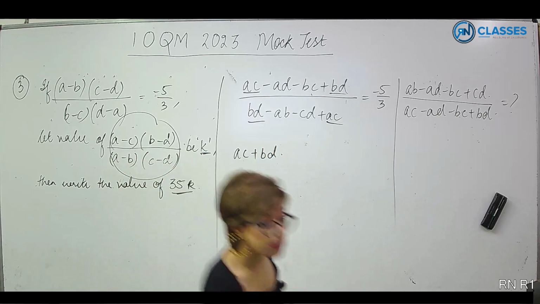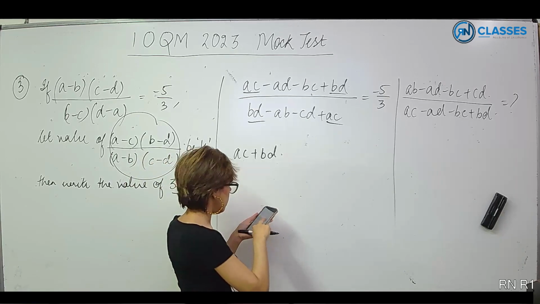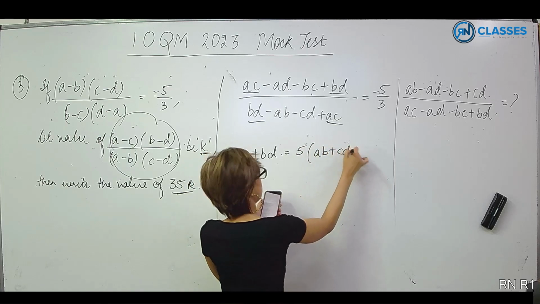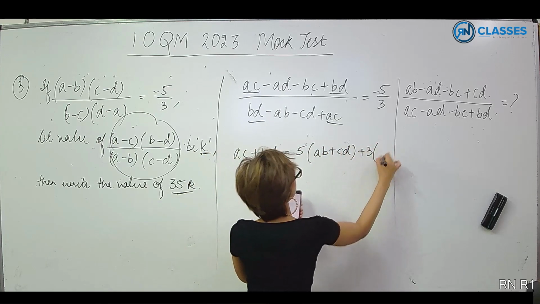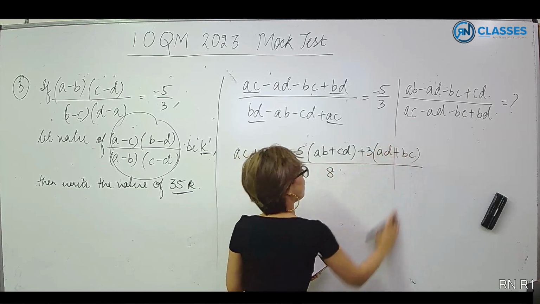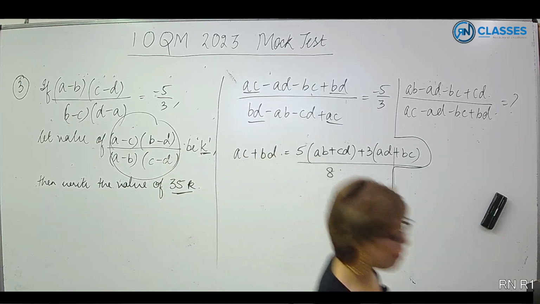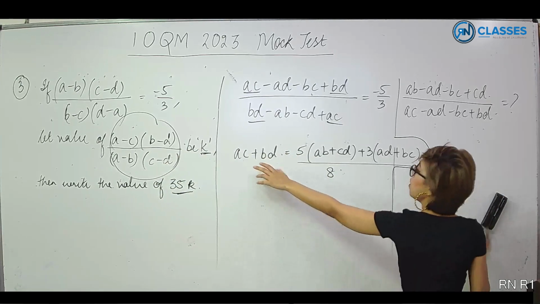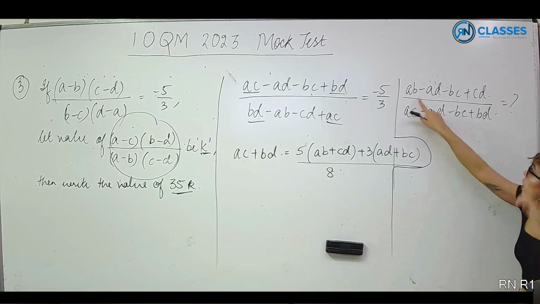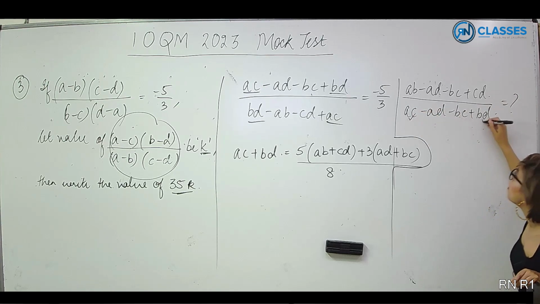When I isolate, I get this relation, I'll write it down directly. I get 5 into (AB plus CD) plus 3 into (AD plus BC), by 8. Now, let me see what is happening over here. I have found out the value of AC plus BD. Let me see whether I can have AC plus BD over here or not. In the numerator, I cannot find that. But in the denominator, I have AC plus BD.